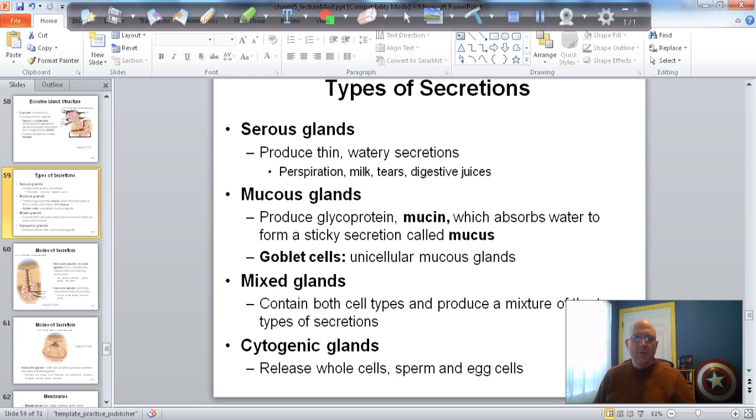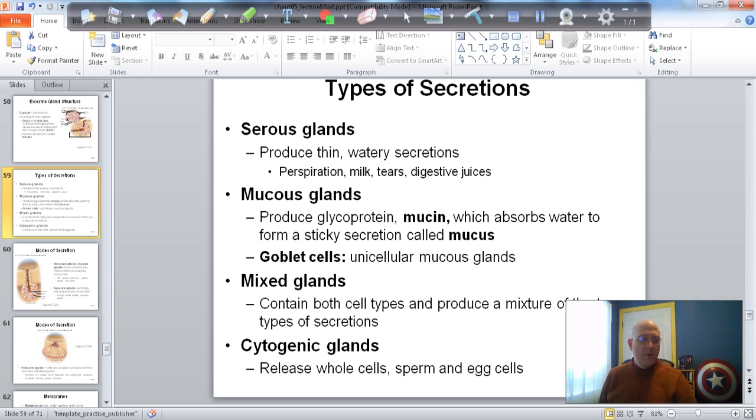Well, actually, I shouldn't put saliva on the list. Tears, milk, and sweat absolutely are going to be thin and watery, and thus those are serous glands because they're producing a serum. Serum is another way of saying blood plasma without the proteins in it, which makes it more watery. Okay. Mucus glands, on the other hand, are going to be producing mucin, the protein, which then absorbs water to become the thick and sticky mucus.